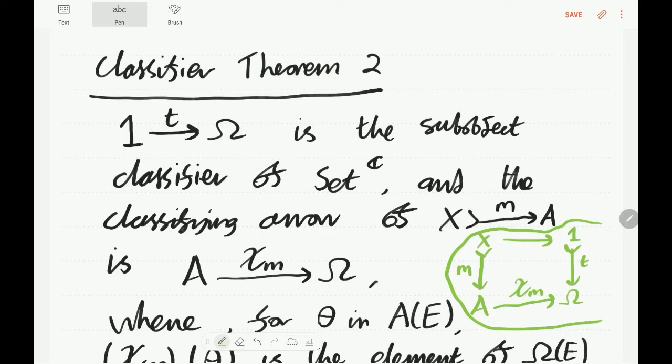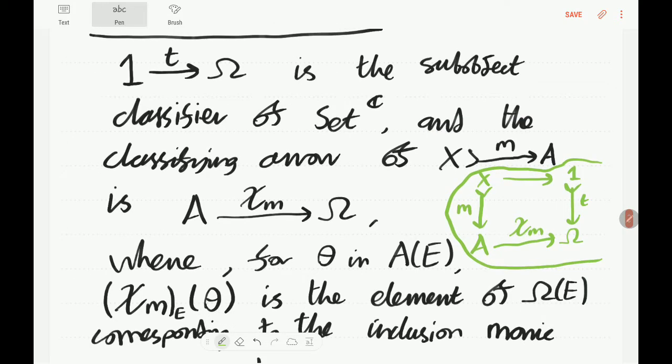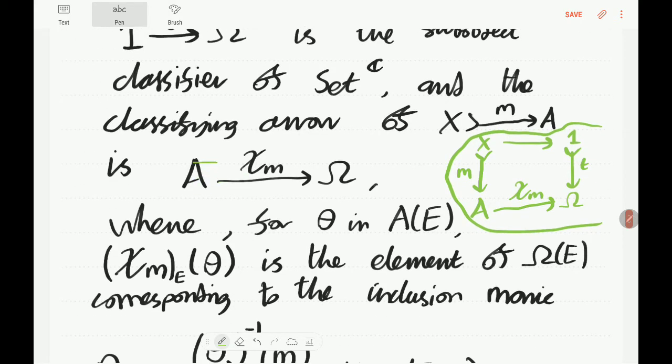So formally then, we're saying that this kind of inclusion monic from our terminal object to omega, called T, which I've already described, this kind of truth arrow, together with omega does comprise a sub-object classifier of Set to the power of C. And moreover, if we have a sub-object M of A, so this monomorphism M from X to A, then its classifying arrow is going to be this arrow chi of M from A to omega.